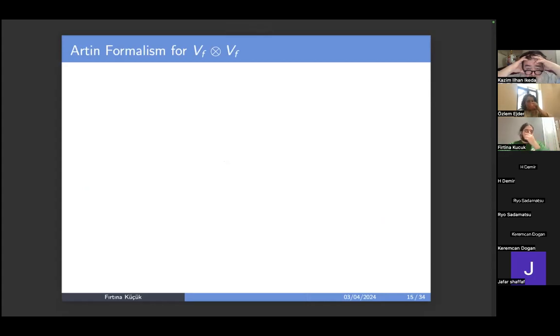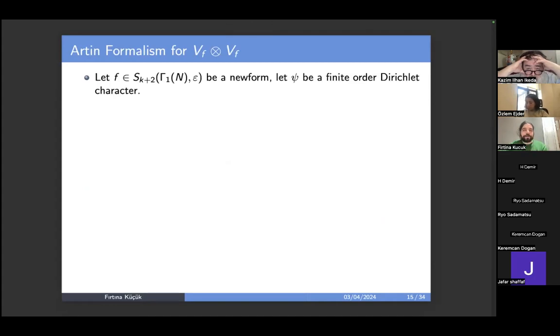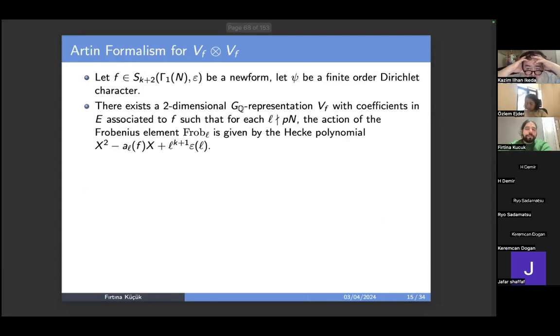So let's move on to the main topic now. So this was the preliminary part. And so what is Artin formalism? First of all, if we have an eigenform, and if we have a finite order Dirichlet character, then for each eigenform like this, Deligne associates a two-dimensional representation V_f with coefficients in E, a finite extension of Q_p, such that for certain primes, the action of Frobenius elements is given by the Hecke polynomial.